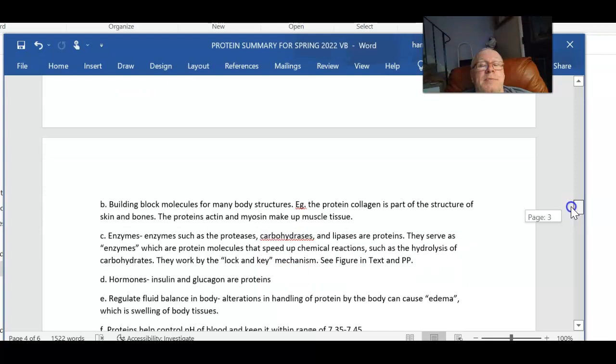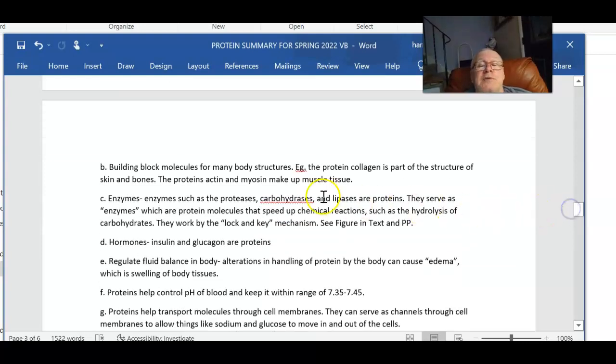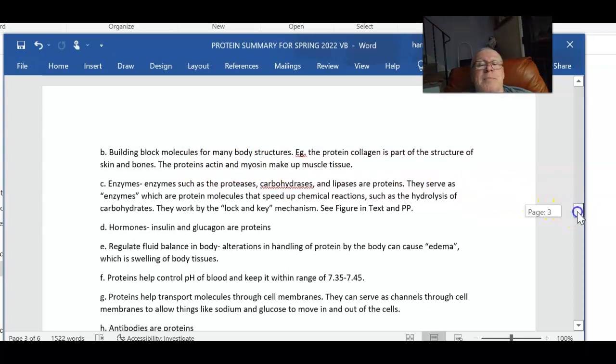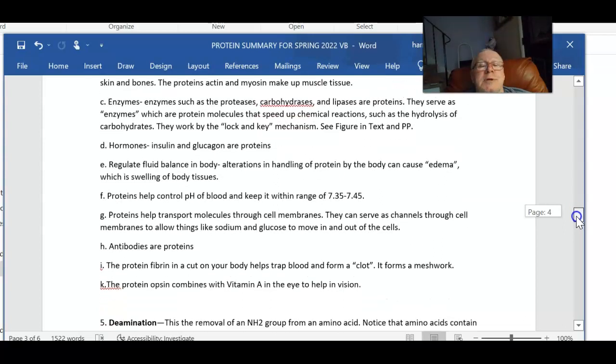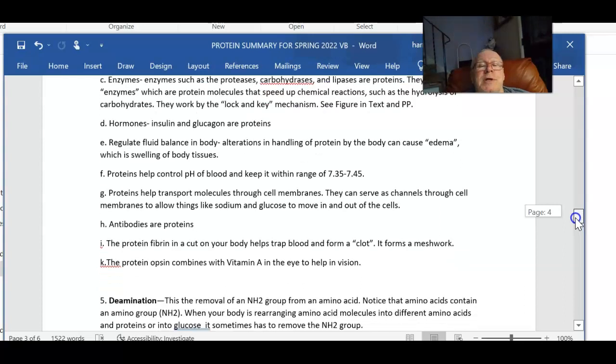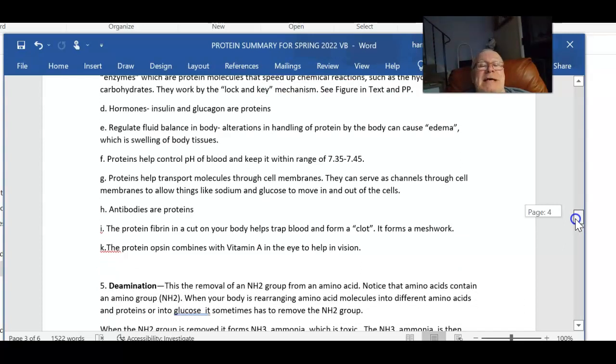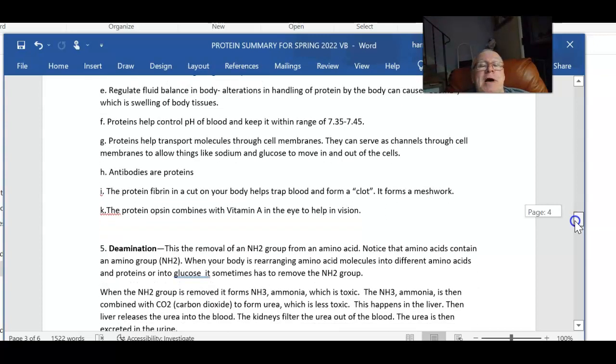4 kilocalories per gram, give you energy. Building blocks for many structures. For example, actin and myosin that make up muscle are proteins. A lot of them are enzymes. Some of them are hormones. They regulate fluid balance in the body. And we talked about the word edema. They help control the pH of the blood and keep it within an appropriate range. They can transport things in and out of the cell, function as antibodies. Talked a little bit about fibrin and blood clots. And I talked a little bit about the protein opsin and vitamin A and how it helps in vision.